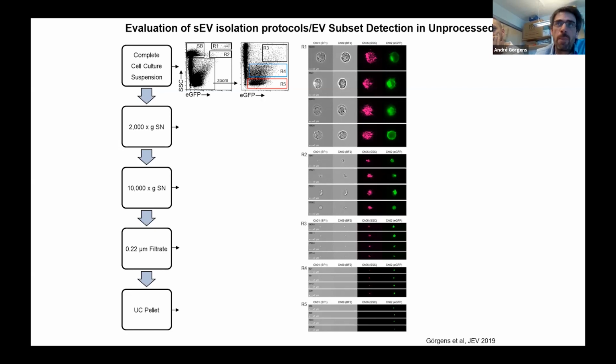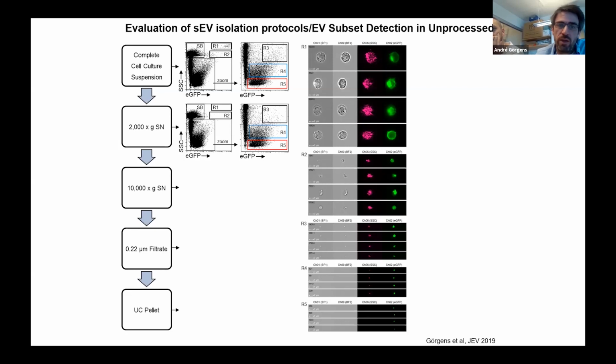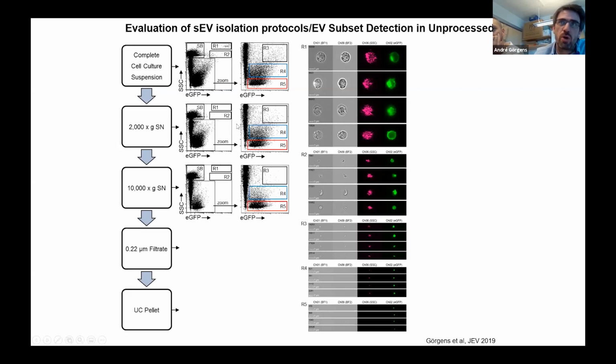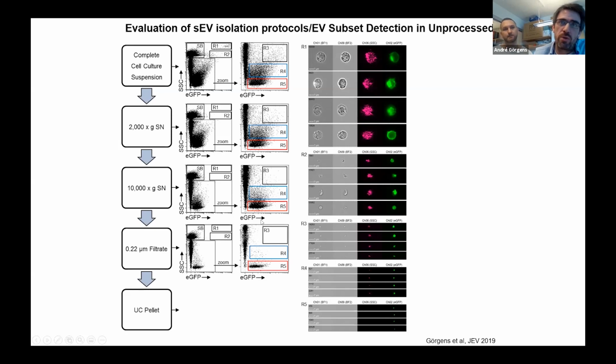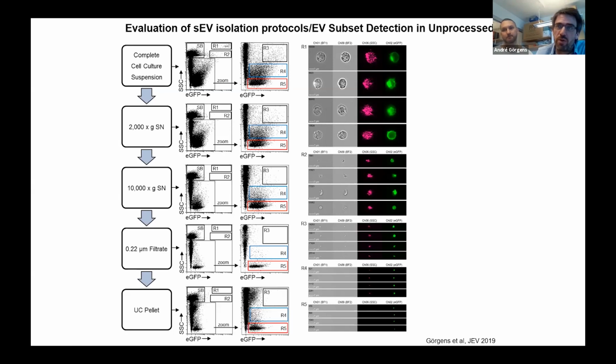And what you can then do is go through the fractions during an EV isolation. If you do a 2000 G centrifugation, you already get rid of the cells and bigger fragments in R2 and R1 here. If you do the 10,000 G centrifugation, you get this much more cleaned up, with enrichment in the scatter low area. And if you then do a 0.2 micrometer filtration, you basically end up with this population shown here in R5, which is GFP positive smaller EVs that are scatter low. And if you do an ultracentrifugation, you basically see that population again. So that shows that you can use that method to evaluate isolation protocols, and it also gives us more confidence that what we look at are actually very small EVs in this scatter low region.